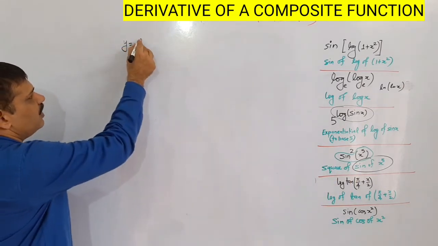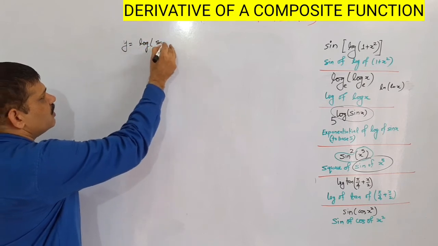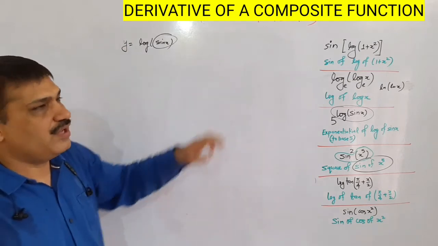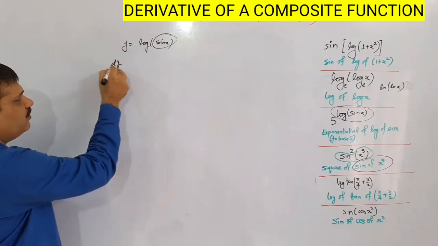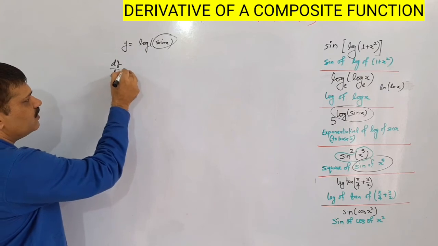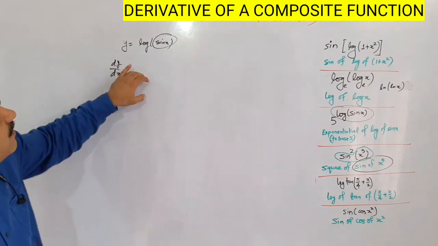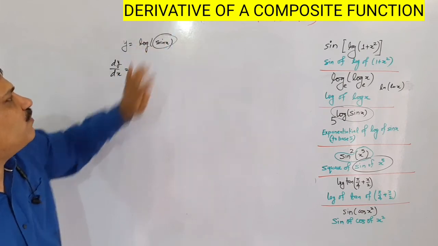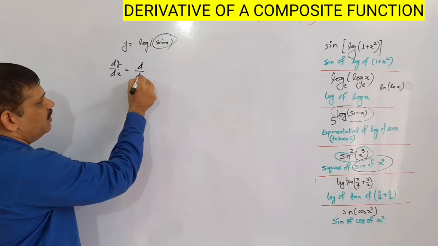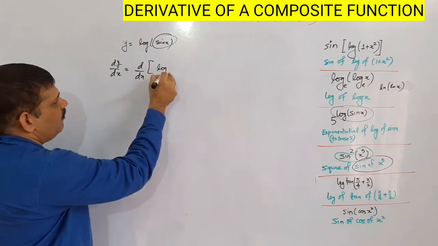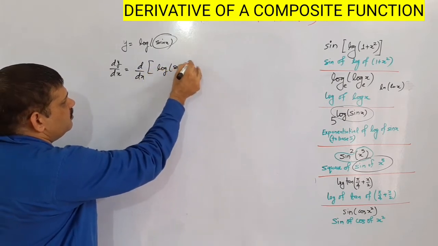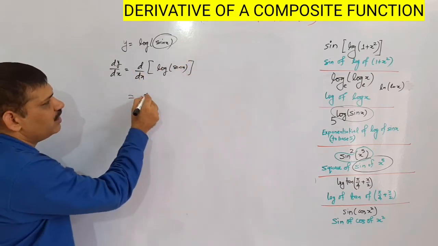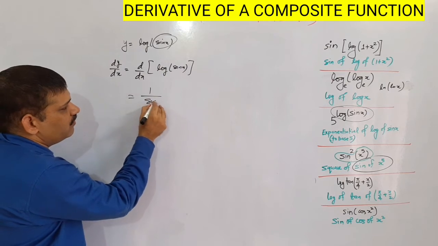See, we have a problem, y is equal to log of sin x. So log of some variable. So on differentiating, derivative of y with respect to x is derivative of y with respect to u. This is u actually. So log of u, the derivative of log of variable is 1 upon variable. Actually d by dx, let me write it first, log of sin x. Now the derivative of log of variable is 1 upon variable.